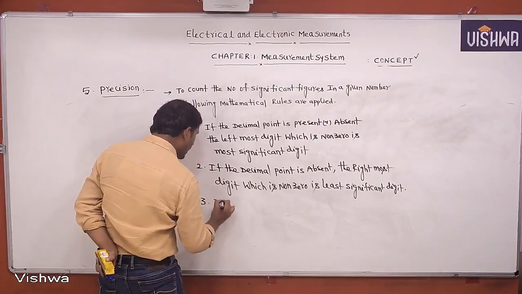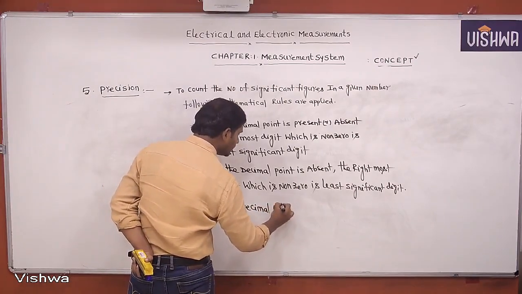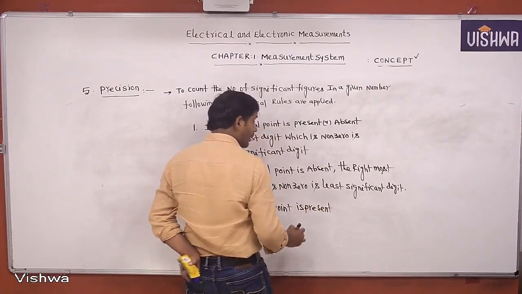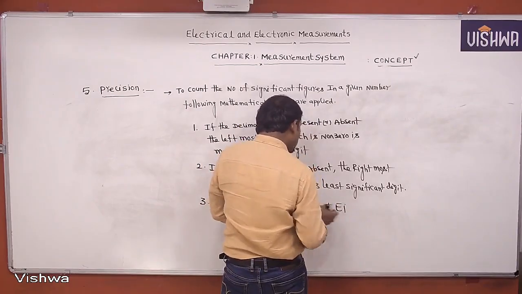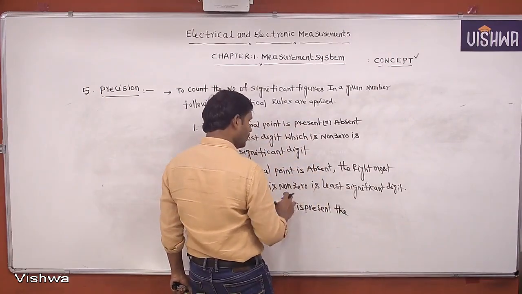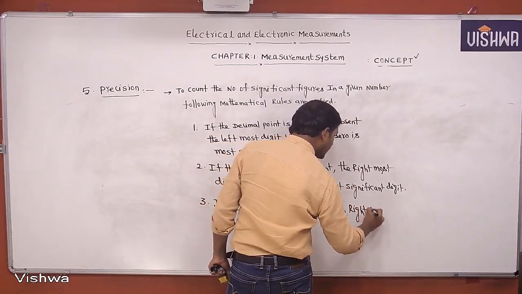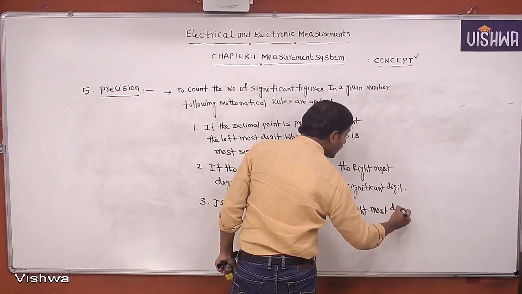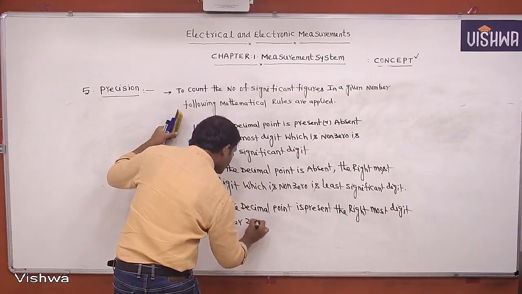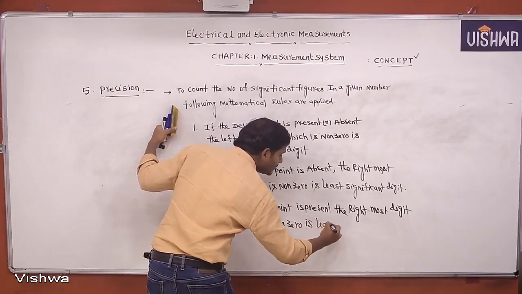If the decimal point is present, the rightmost digit, either 0 or non-zero, is the least significant digit.